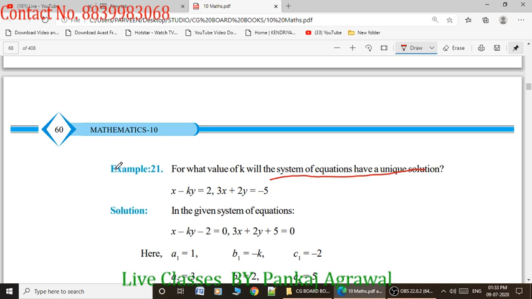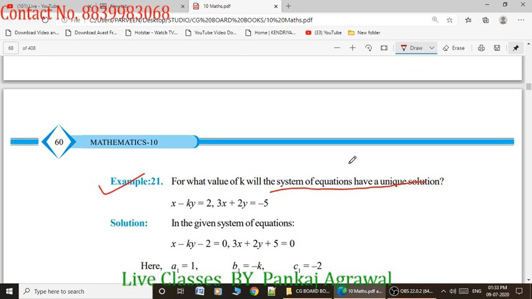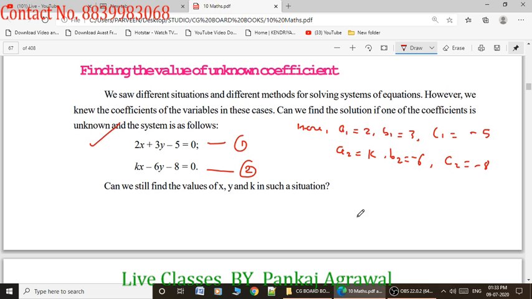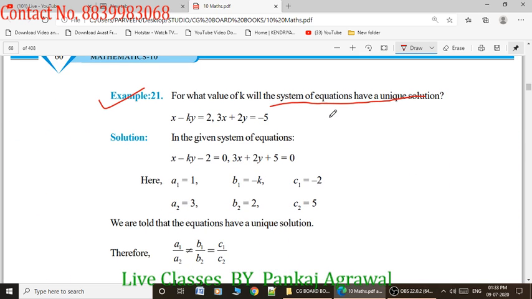So similarly you can see here example number 21, but here in this question condition is not given. Example number 21, here condition is given, it has a unique solution. So here you will find the value of a1, a2, b1, b2, c1, c2. Here condition what is given? It has a unique solution. The system of equation have a unique solution. So what is the condition to find the solution?